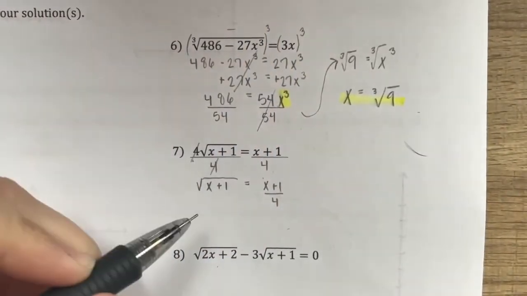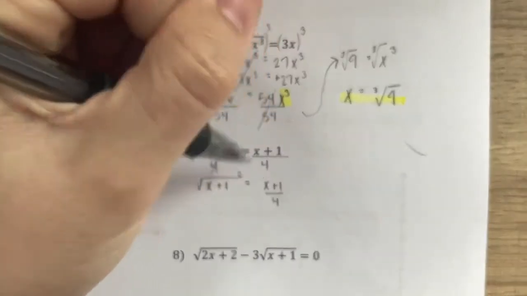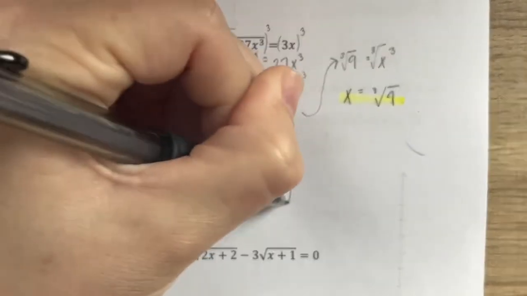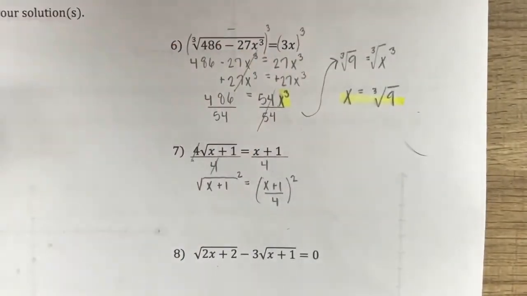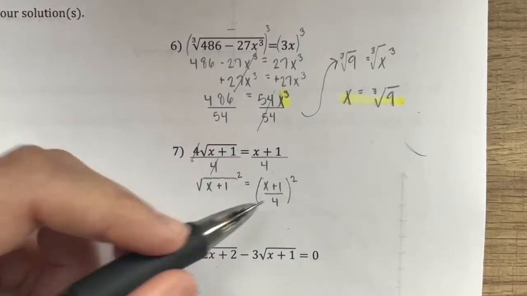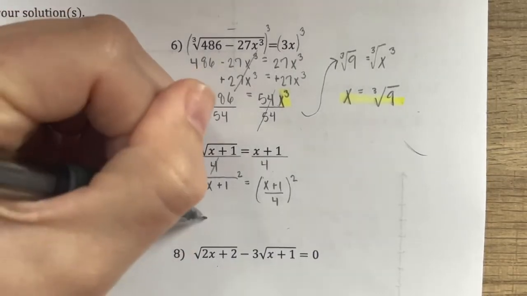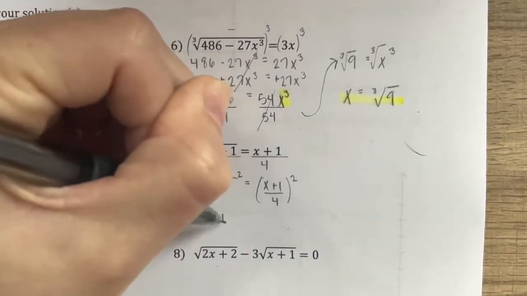And then now that the radical is isolated, I can square both sides. So the x plus 1 over 4 needs to go in parentheses. That can't be simplified at all. We might be able to later, but right now it can't. So both of these need to get squared. On the left side, the squared cancels out the radical. I'm just left with x plus 1.